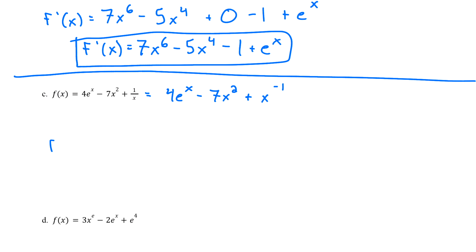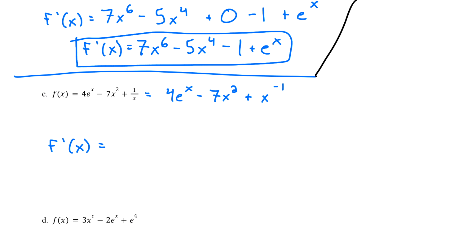My next step, however, I do want to take the derivative. I want to find f prime of x. First, I need to talk about the derivative of 4 times e to the x power. And this can be really tricky. It's easy to mix up. And here, let me erase this so that I have a little bit more room over here.